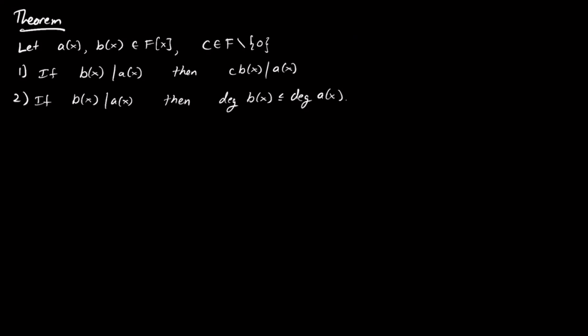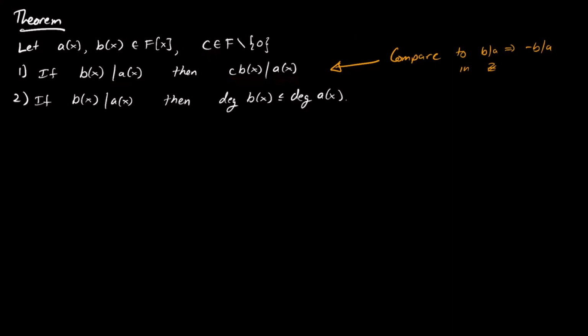Let's prove these. Well, before we prove them, let's observe something. In Z, we had a theorem in, I think, our very first or second video, that if b divides a, then negative b divides a. In this theorem, we have that if b divides a, then any constant multiple from my field of b is going to divide a.